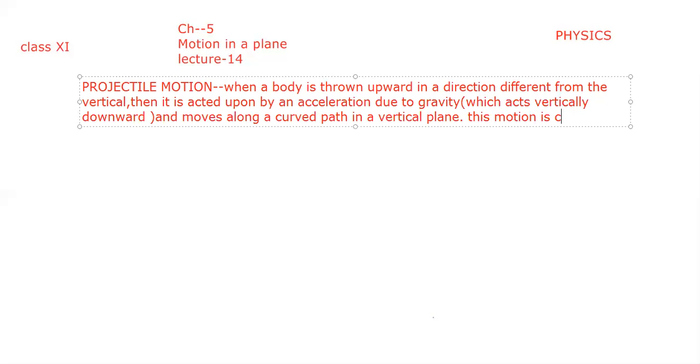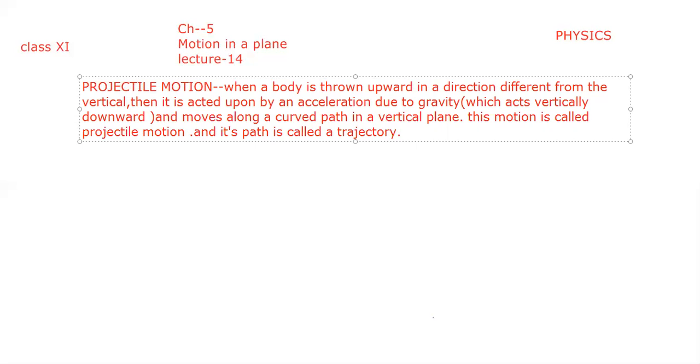This motion is called projectile motion, and its path is called a trajectory. Okay, so projectile motion is clear to all of you.